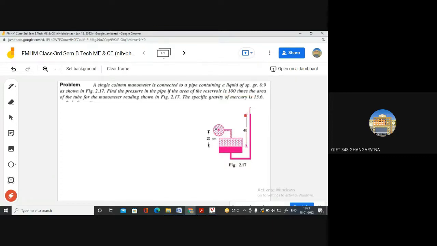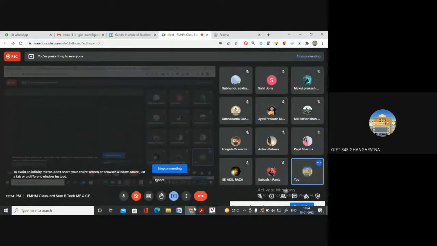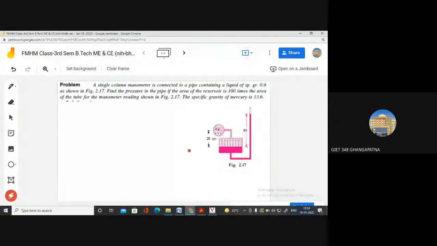Now, what is the height of the liquid? Who will say? What is this height of the liquid, H1? 20 centimeters. What is the rise of mercury? That is the rise of mercury, 40 centimeters. That is H. So you have to simply put the formula and let us find the answer. The formula I already told you, I think you have written also.